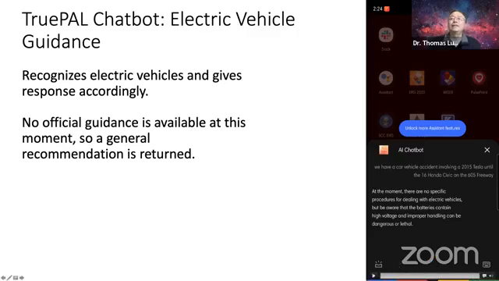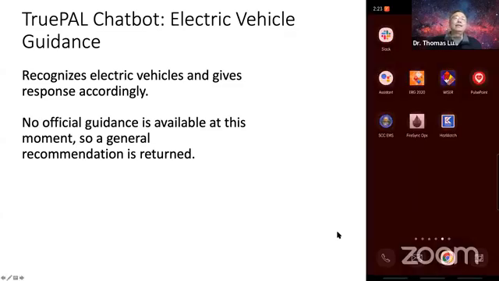All right. So this is an electric vehicle. DOT wants this as a placeholder because they are still developing guidance for how to deal with the electric vehicle. But first, we have to be aware. It's a different type of problem that we have to deal with.